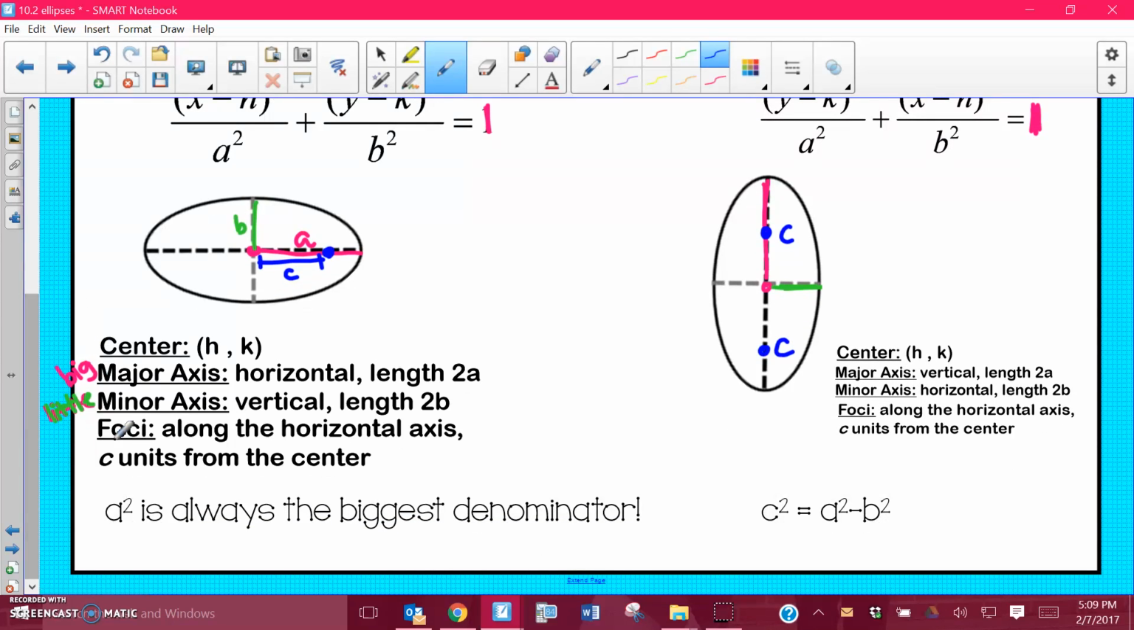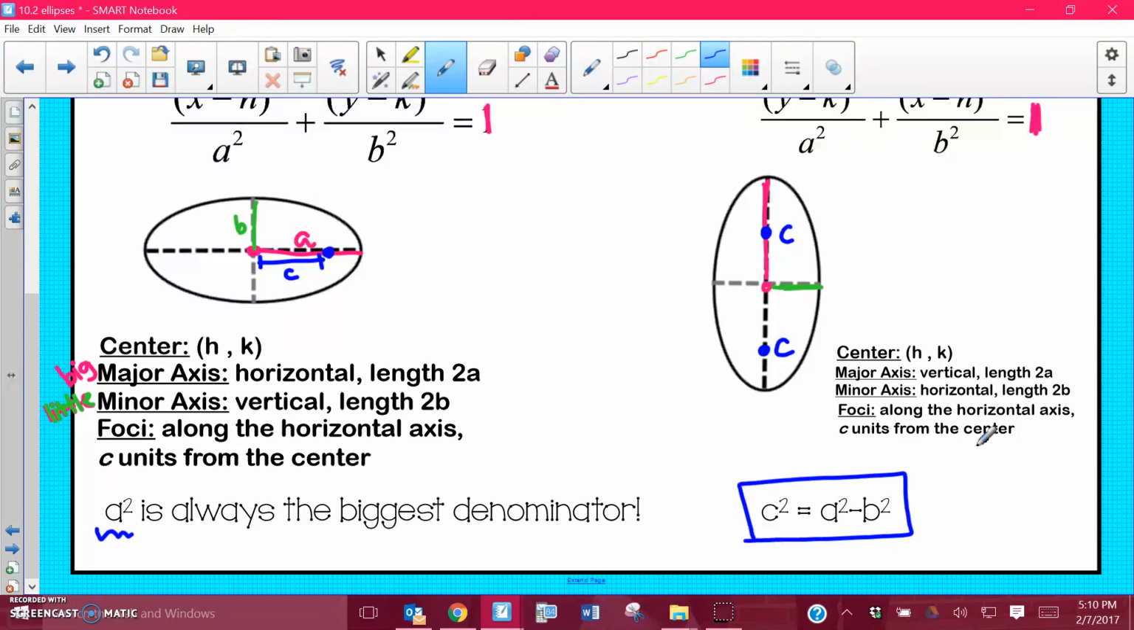The last thing you need to know is that A squared is always the biggest denominator. So A has to be bigger than B, and B has to be bigger than 0. Otherwise, you don't have an ellipse. So A squared is always the biggest number. And then in order for me to find the focal length, or the length from the center to a focus, we're going to use this. This looks like a crazy, messed up Pythagorean theorem. C squared equals A squared minus B squared.